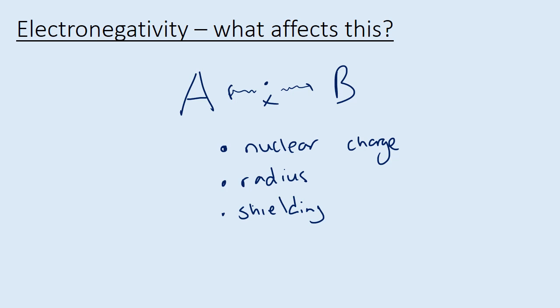If you've got a small radius with less shielding, you're going to be attractive to those electrons. If you've got a big radius and lots of shielding, you're going to be less attractive, so less electronegative. So we're going to look at the periodic table now and have a look at how we can use the position to make our predictions of electronegativity.